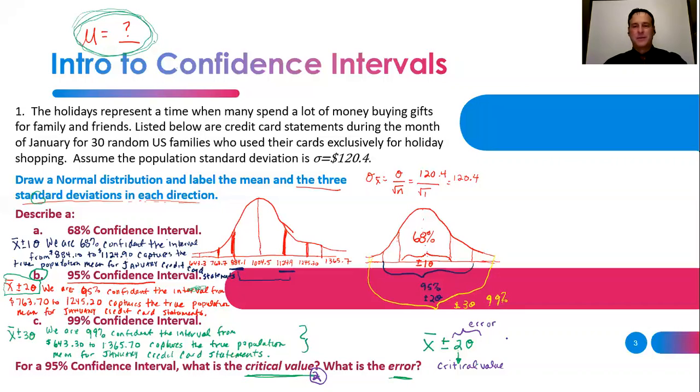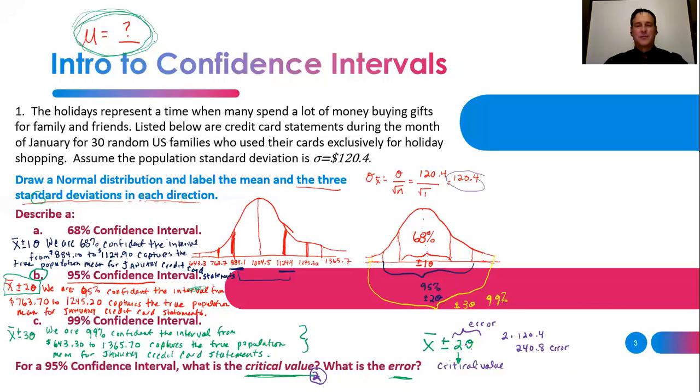Now what does that mean? Well, we said earlier that my sigma was 120.4. If you multiply those together, you will get 240.8. That right there is the representation of your error. All right, so easy stuff. Error is just multiplying. Critical value is just the number that's in front of your standard deviation. It's how many standard deviations you're moving in each direction.